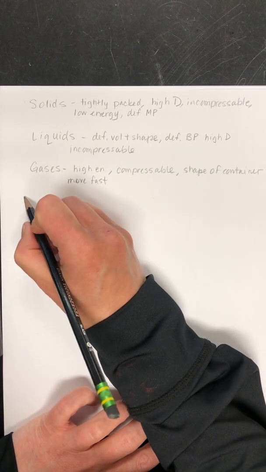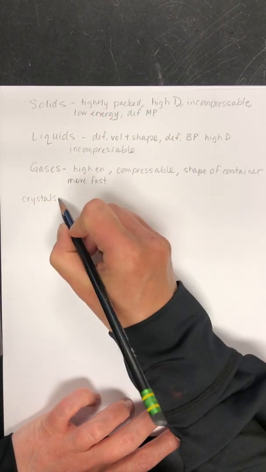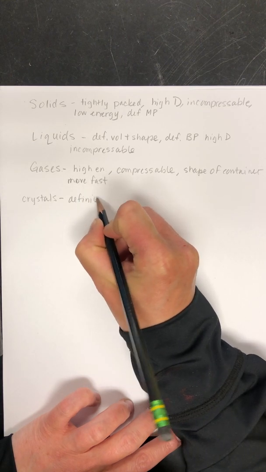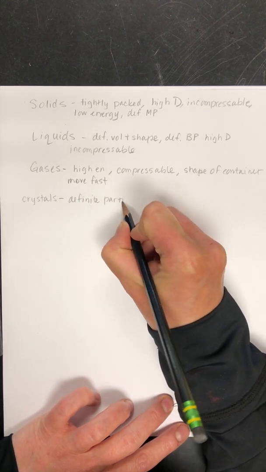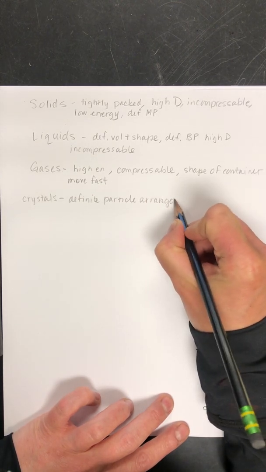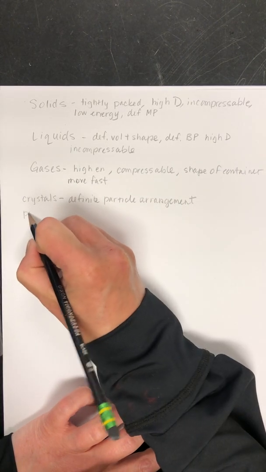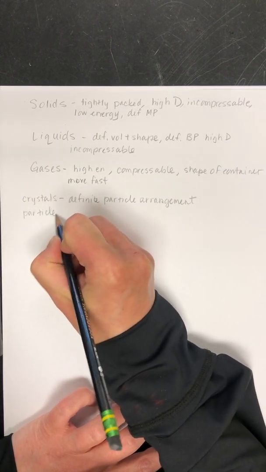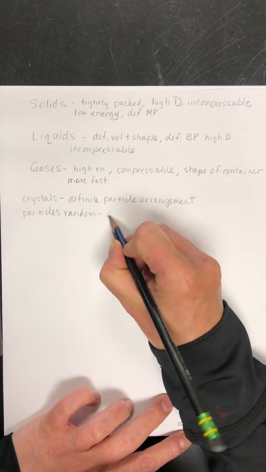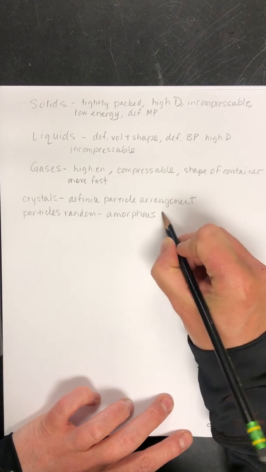And just let me go over those. Crystals, of course, would be a solid. They have definite particle arrangement. If particles are random, I'll just call it an amorphous solid.